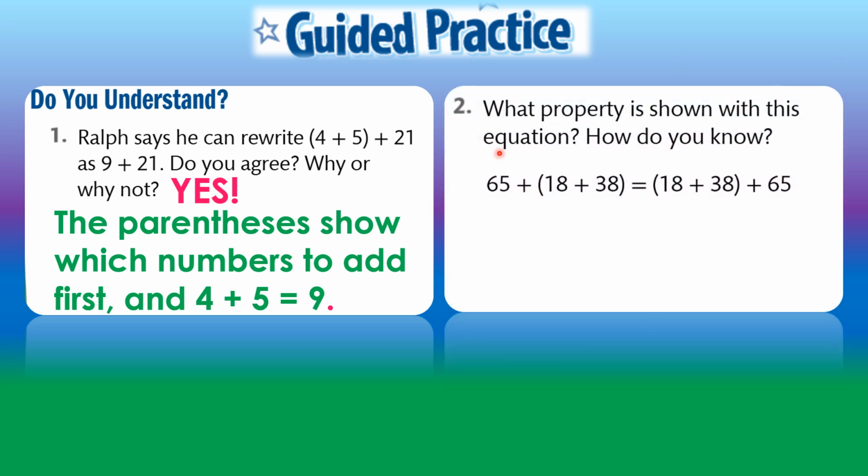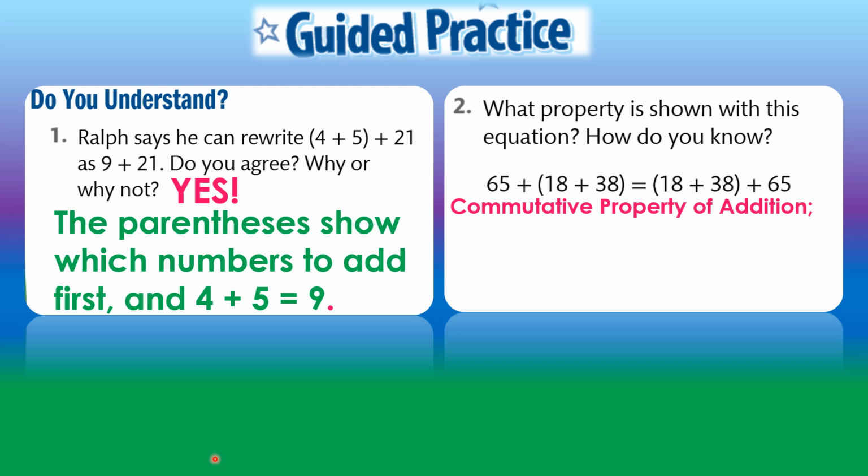Oh, what property is shown with this equation, and how do you know? All right. Are they grouping them differently, or are they ordering them differently? Okay. This is where some of us get confused. I want you to look at the grouping. The parentheses. If they're the same, but something is in a different order, then what property is that? How do you know? All right. Go ahead and check your answer in 3, 2, 1. It is the commutative property of addition.